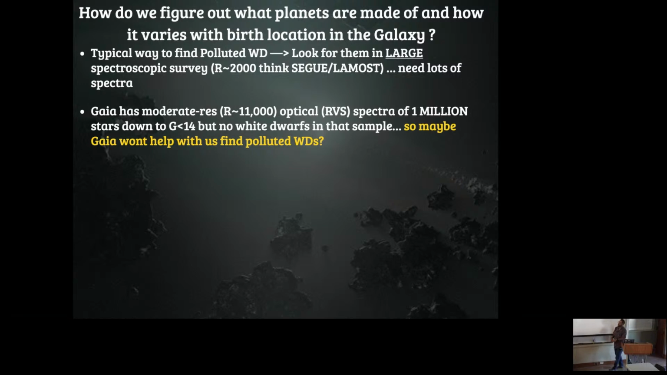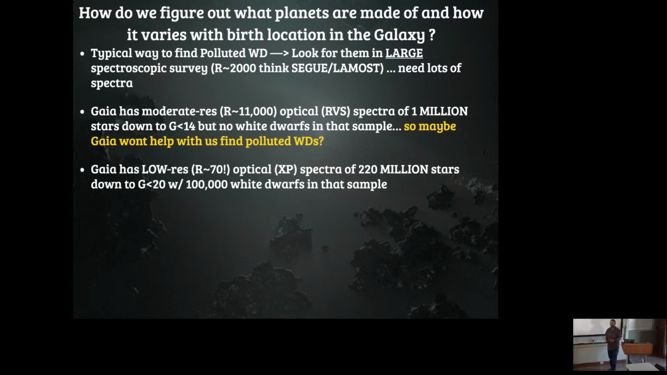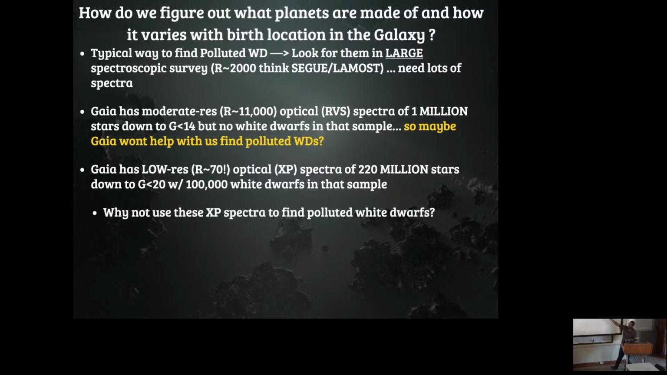Gaia has moderate low resolution spectra, R of about 11,000, for about 1 million stars down to G-band of 19. This is too bright for there to be pretty much almost any white dwarfs, so Gaia may not be able to help us find polluted white dwarfs. But it does have a low resolution spectrograph, and instead of 1 million spectra, it has 220 million spectra. So maybe you'll have some polluted white dwarfs in that. And so we said, why not use these?